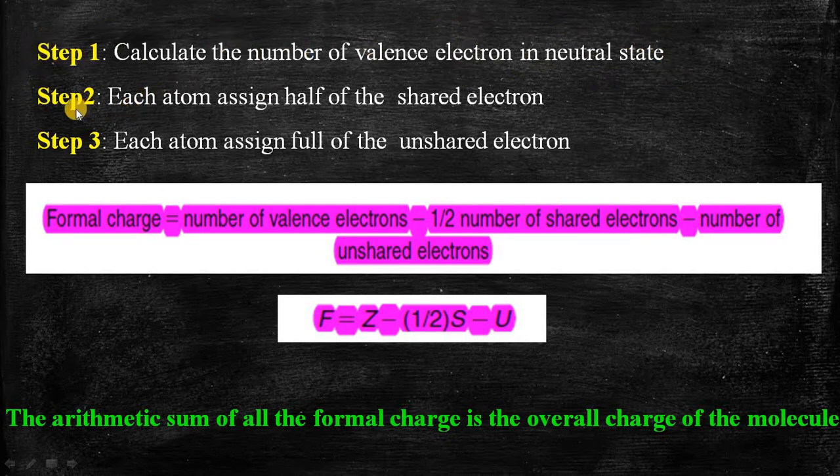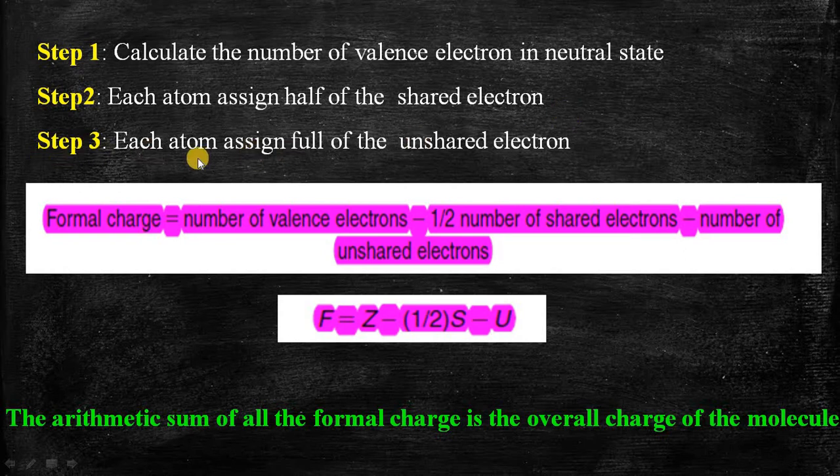What is step 2? In step 2, you have to assign half of the shared electrons. Suppose A and B form a covalent bond, and 2 electrons are engaged to form that covalent bond. In that case, you assign 1 electron to atom A and 1 electron to atom B. So the bonding electrons are shared between the 2 participating atoms. This is the second step.